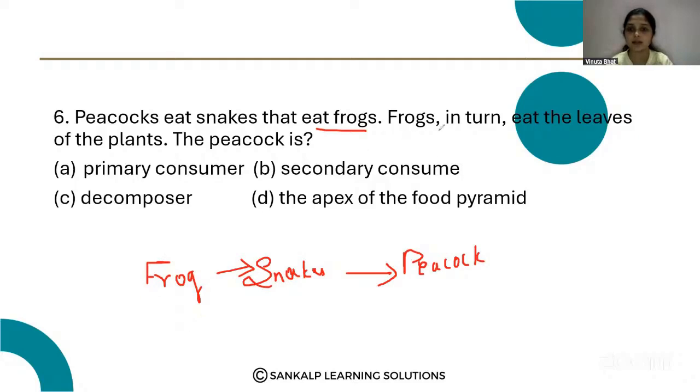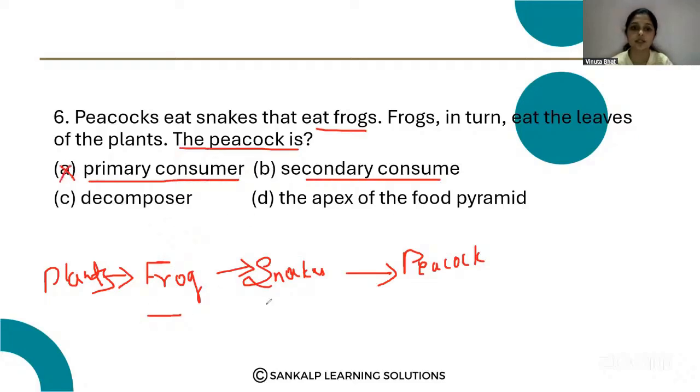Here they have given that the frogs eat the leaves, but naturally it doesn't happen that way. In questions, they have given it like that. So plants, then frogs eat the plant leaves. So this is the food chain. Is the peacock the primary consumer? Here the primary consumer is the frog, right? And the secondary consumer is the snake.